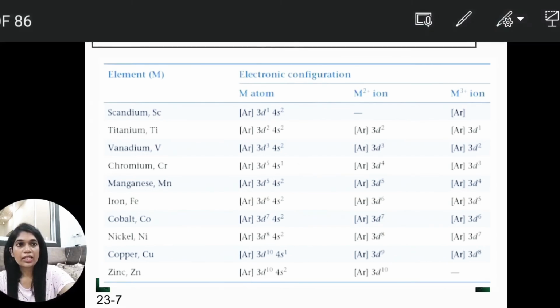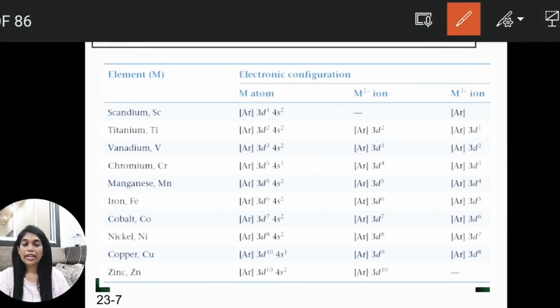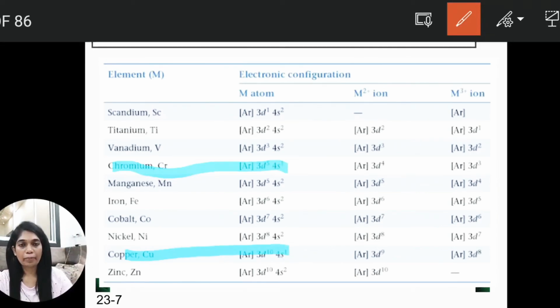Now you can see there is irregularity in the electronic configuration in the case of chromium and copper. You would think the electronic configuration of chromium may be 3d4 4s2, and in the case of copper it is 3d9 4s2, but you can see there is an irregularity in the configuration of chromium and copper. It is called anomalous configuration. So why does this anomalous configuration occur?